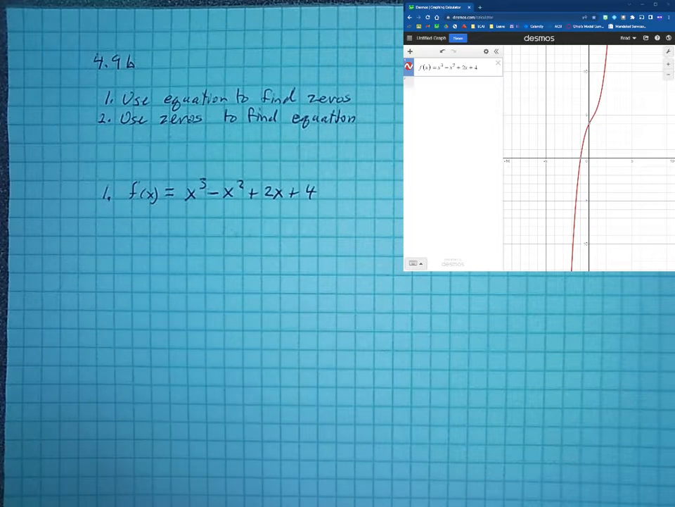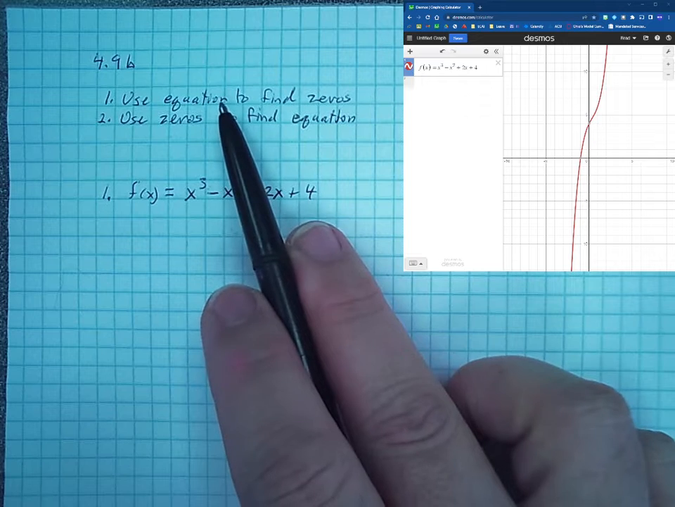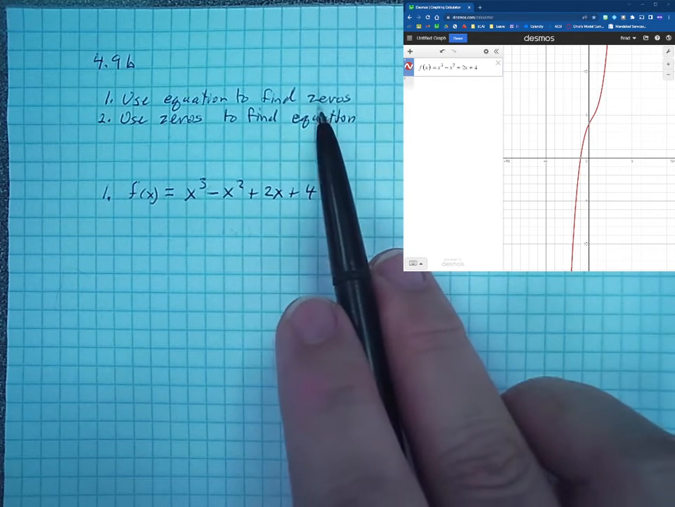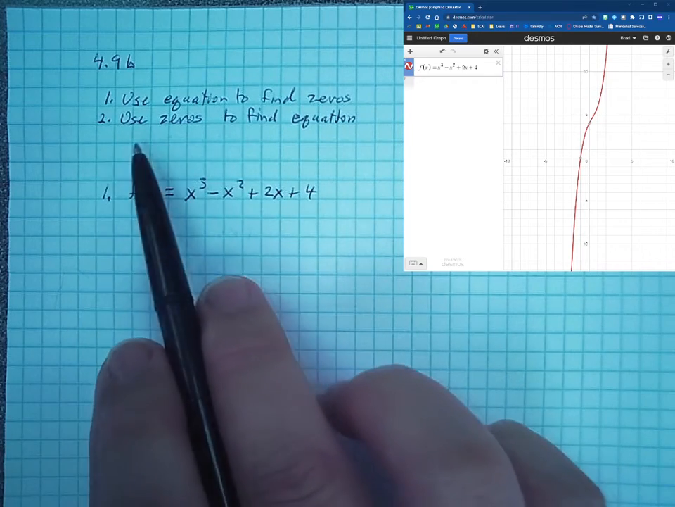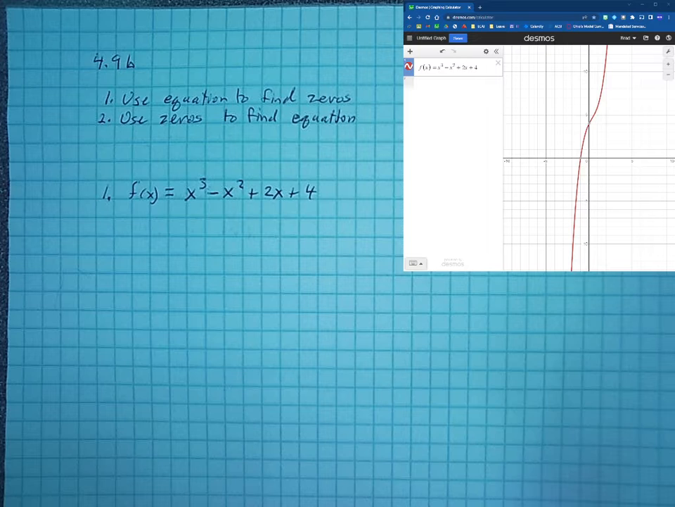In 4.9b, we're doing two things. The first one is we're going to use an actual function definition in order to find the zeros for that function, which is very similar to what we were just doing. But we're also going to do it backwards. We're going to use a list of zeros in order to write or find the equation for a given polynomial.